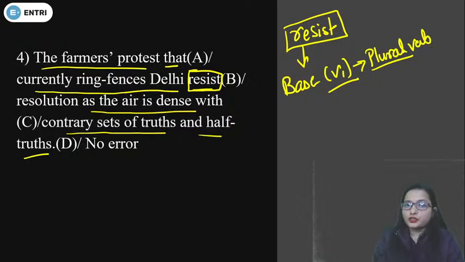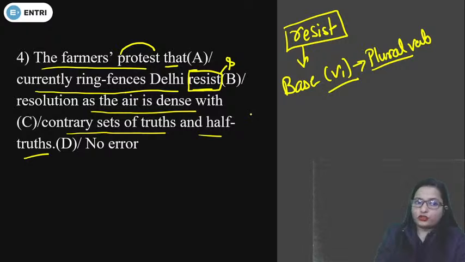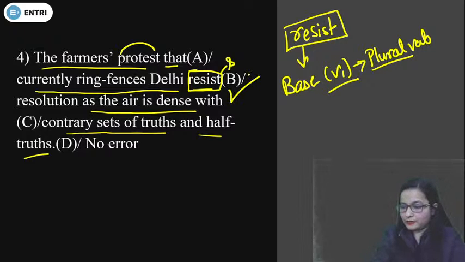But do you think that the subject is plural here? The farmers protest. What is the subject here? This one, this word, not farmers. The farmers protest that currently ring fences Delhi resist. It should be resists. Okay, S should be added here to make it meaningful and grammatically correct. Now it is fine. The farmers protest that the currently ring fences Delhi resists resolution, not resist, right? So mark B. The problem is in this part.